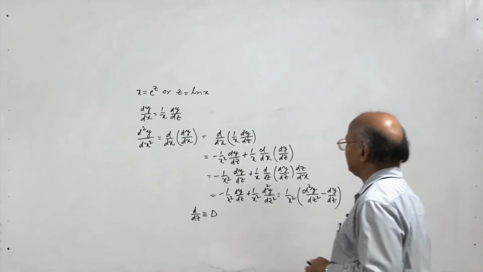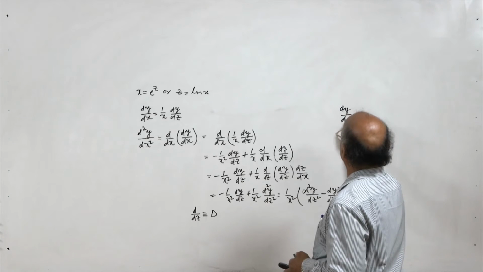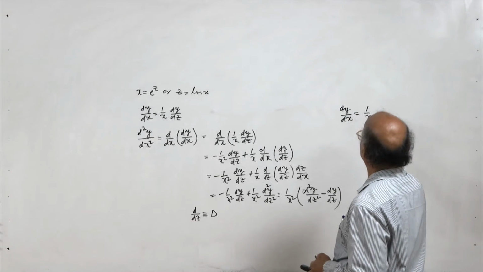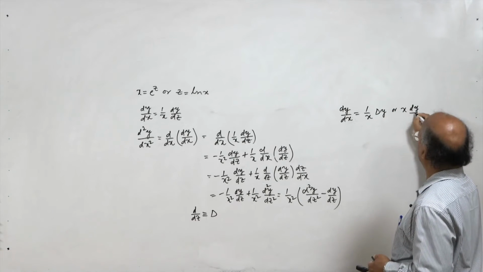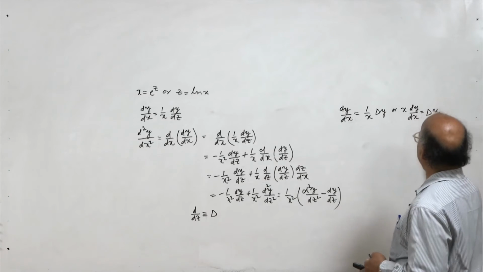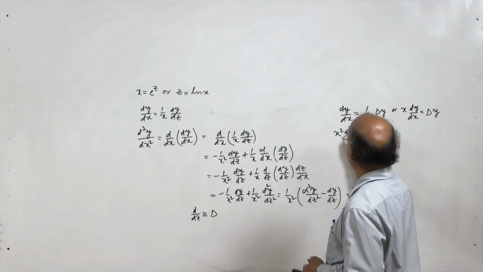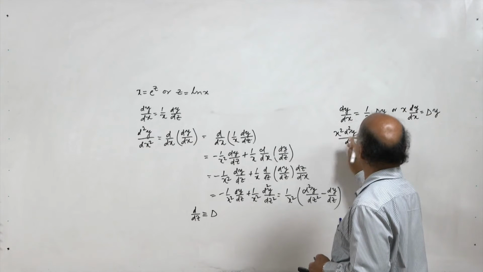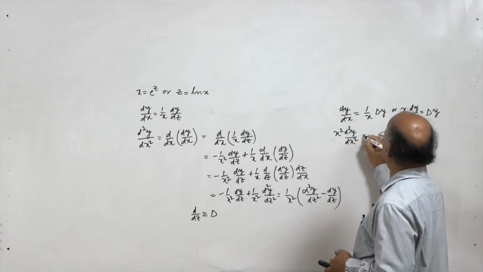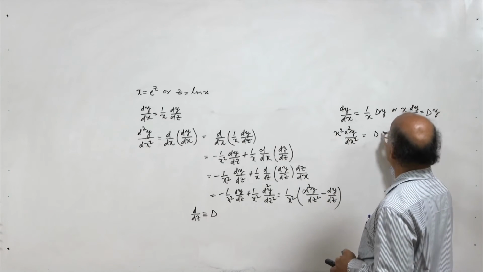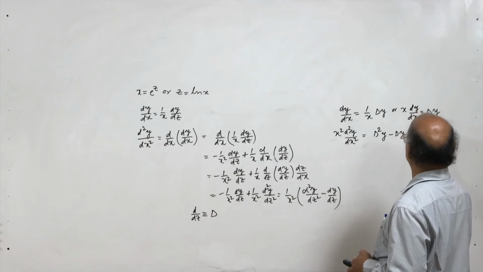If we denote the differential operator d over dz by D, then dy by dx will be 1 over x Dy, or we can say x dy by dx will be Dy, and x square d square y by dx square will be D square y minus Dy, which is the same as D into D minus 1 y.